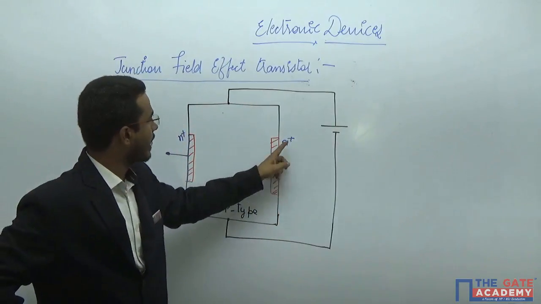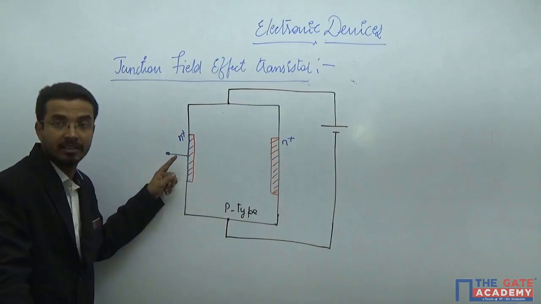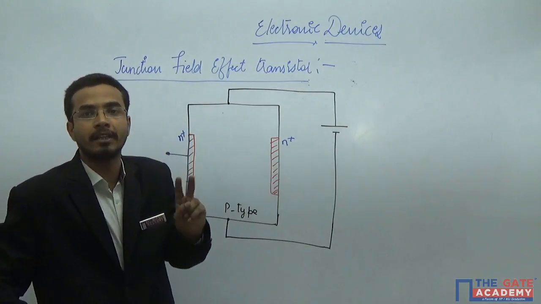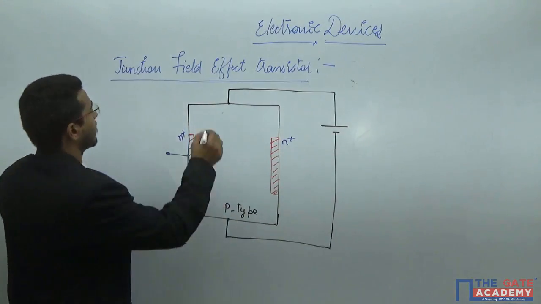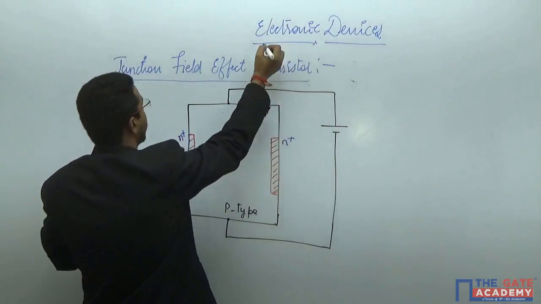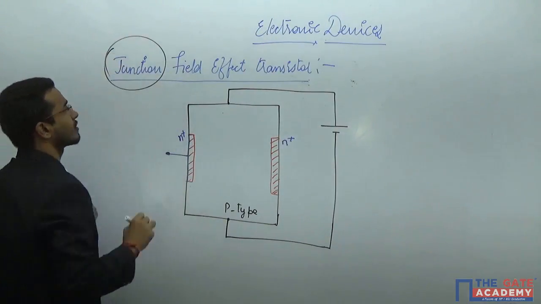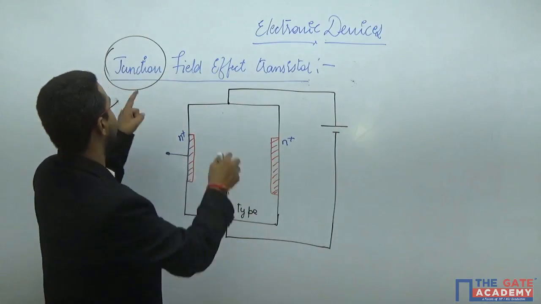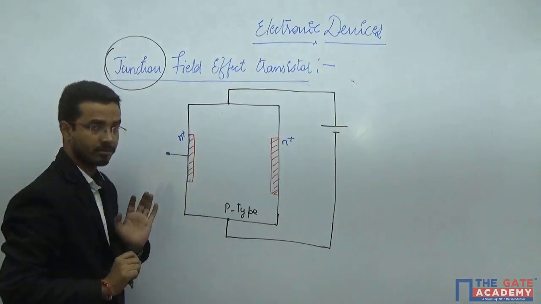So it is a P-N+ doping and it is a P-N+ diode. That means two diodes you will get here. That means in this particular field effect transistor, you are introducing the basics of the junction theory. That is why it is known as the junction field effect transistor.